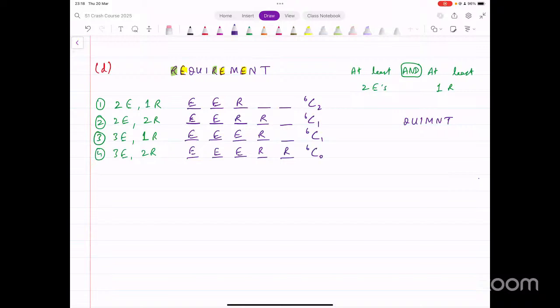6C0. So it's either the first case or the second case or the third case or the fourth case. What we do is we add up all of these possibilities because there's an or between them. What's the result that we get from this? 6C2 plus 6C1 plus 6C1 plus 6C0. 6C2 is 15, 6C1 is 6, 6C1 is 6, 6C0 is 1. 15 plus 13, that is 28. That's the number of possible combinations that satisfy the given condition. Does that make sense?